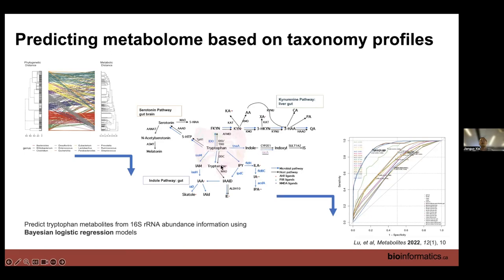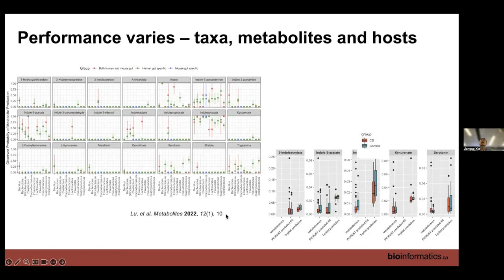And we manually collected, based on the literature, what the possible pathways are that the microbiome can actually carry out, based on GEM models. Based on this knowledge, we built a very simple Bayesian logistic statistical model to predict how they are going to generate different tryptophan metabolites. And we can do it across different genera, for human and mouse, and predict the different tryptophan metabolites.